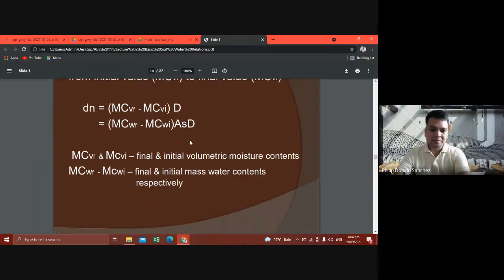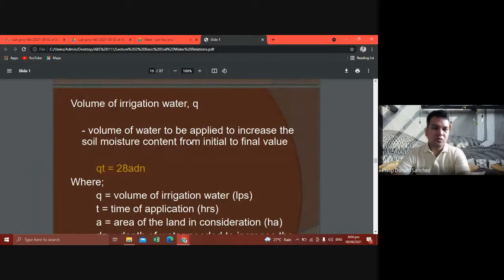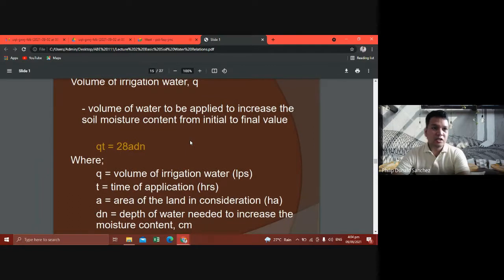So for the volume of irrigation water, we can use it if you don't know the area and you don't know the volume of water needed. What you get to establish your data is the area of land, in hectares. After that, you get the depth of water needed to increase the moisture content. For example, a 10 centimeter rise. So that's the depth of water needed. For your rice field, 10 centimeters is the standard depth of water to follow. And then you can use that as your standard.